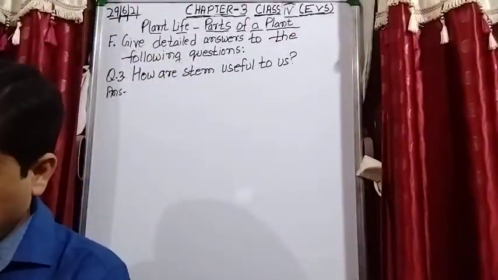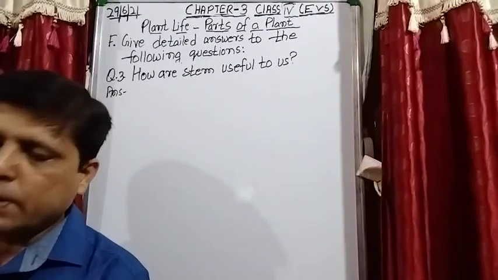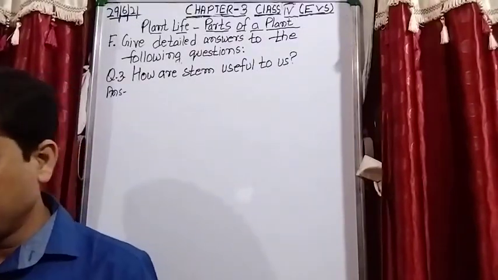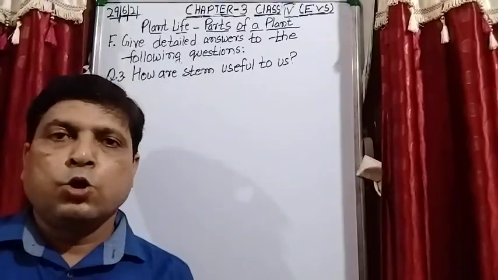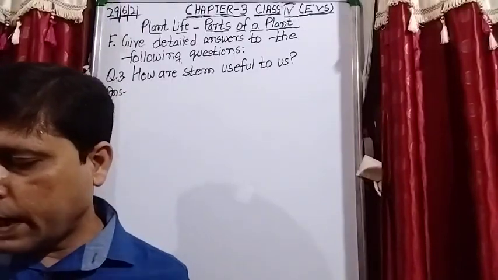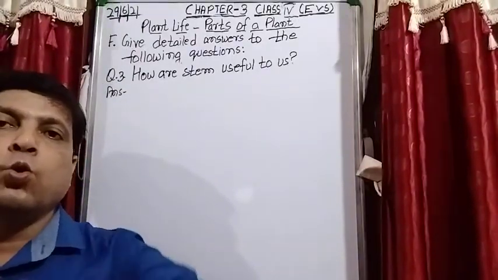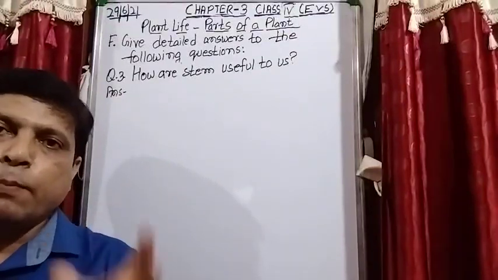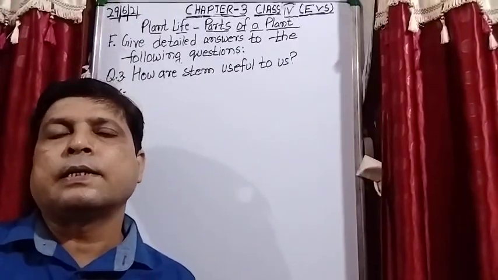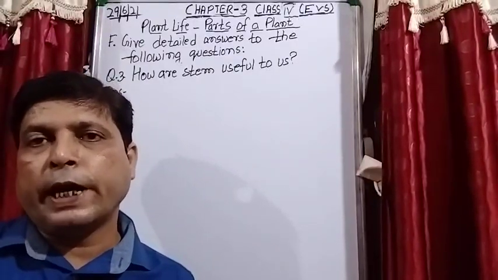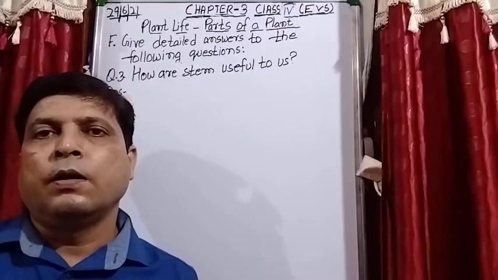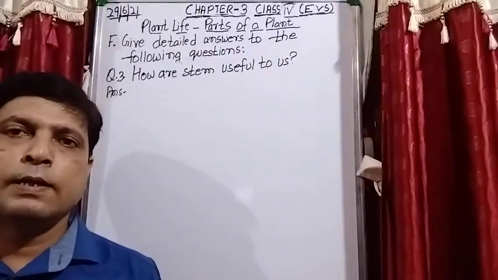Okay, note down. See student, stem is the part which is above the ground, and what are the parts of the stem? That is branches, leaf, buds, flowers and fruit. Roots absorb water and minerals and then pass them to the stem. Now stem carries water and minerals absorbed by the roots to all parts of the plant. Some stems also store food, and we eat stems of some plants like sugarcane, potato, ginger. So these are the functions, or you can say uses, of the stem.